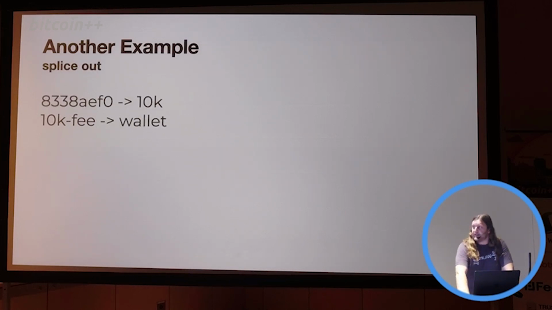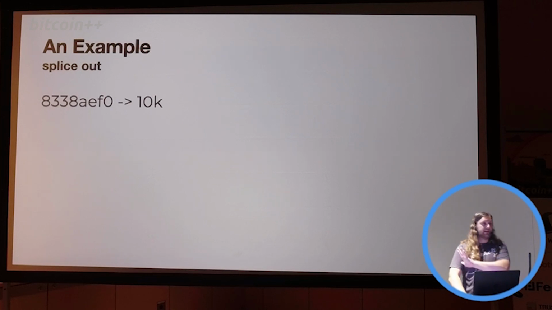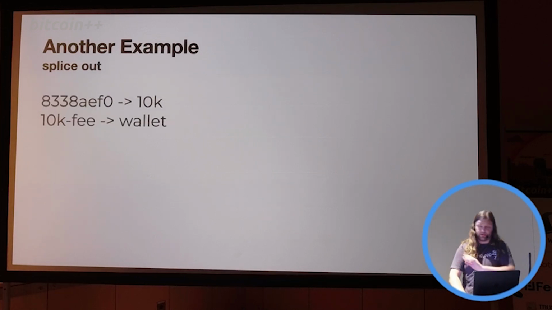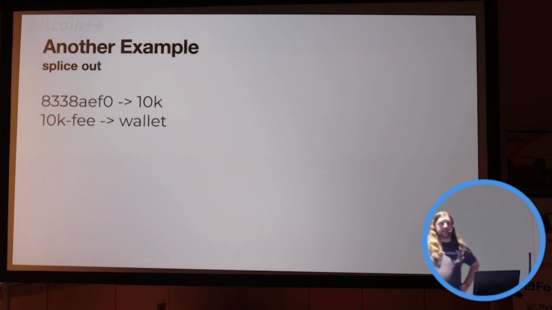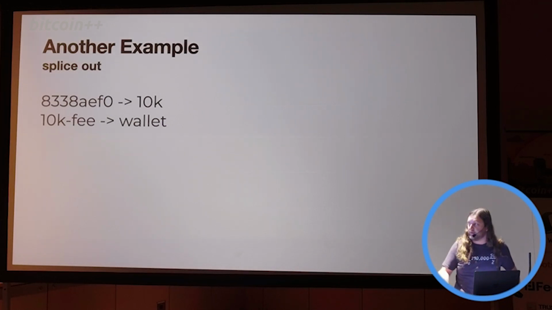And here's the same idea with splicing out, but we're being more explicit about it. So the original one, we can go back to splice out. This one was cheating a little bit, and we want to make it more explicit. Here. So here we're splicing 10,000 sats out of a channel, and then we're putting those 10,000 sats back into the wallet minus whatever the on-chain fee is. So the actual amount will be 9,000 and something sats after the fee goes.